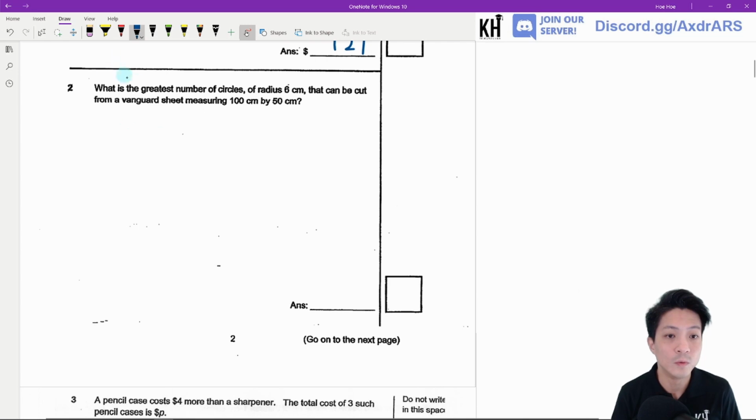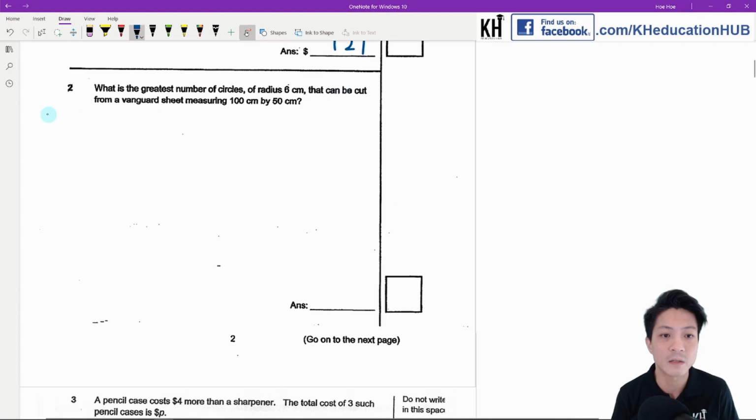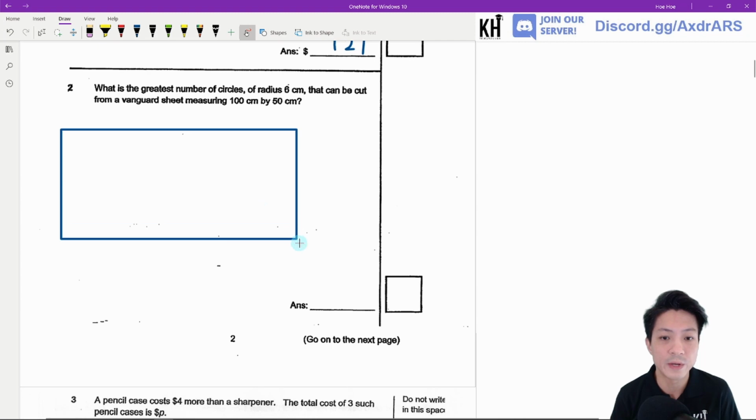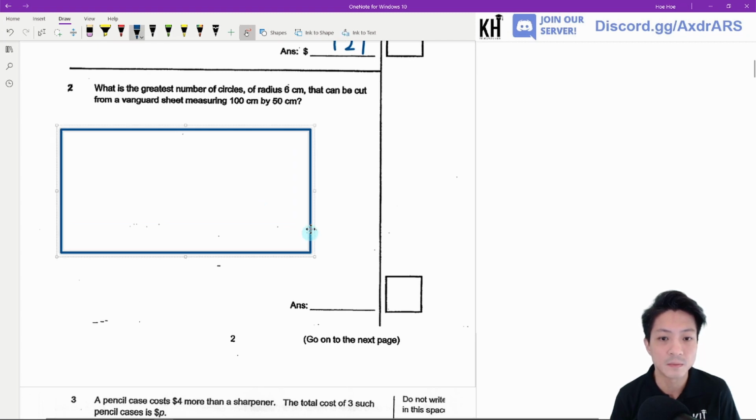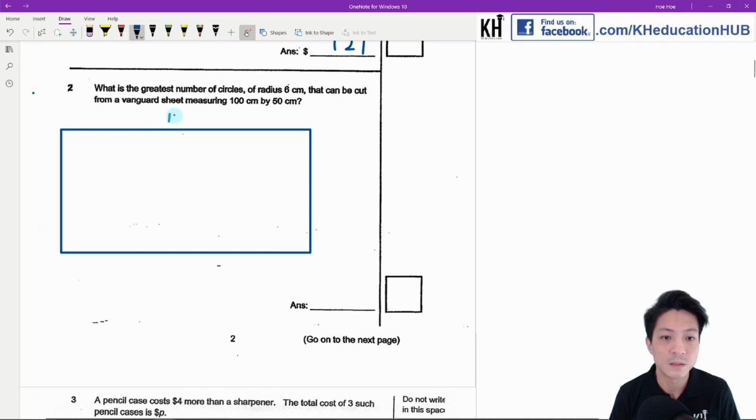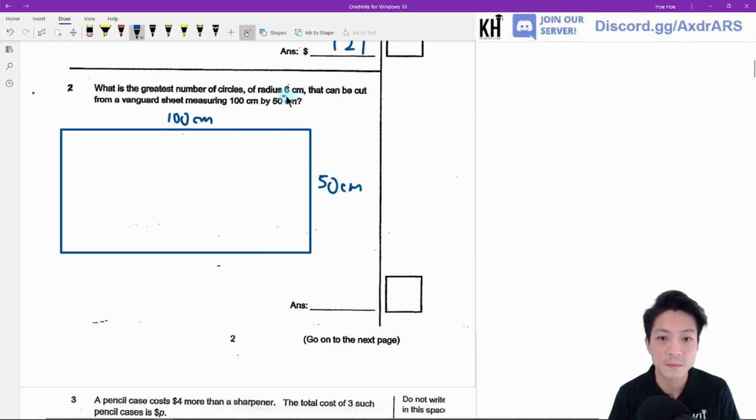Okay, question 2. What is the greatest number of circles of radius 6 cm that can be cut from a Vanguard sheet measuring 100 cm by 50 cm? Usually for this kind of question, let me draw a simple diagram which represents the Vanguard sheet. This is 100 cm, and let this be 50 cm. The circle has a radius of 6 cm, which means that the diameter is equal to 12 cm.